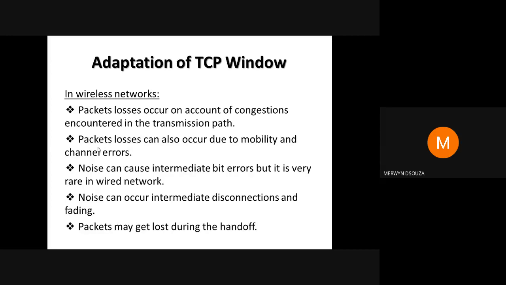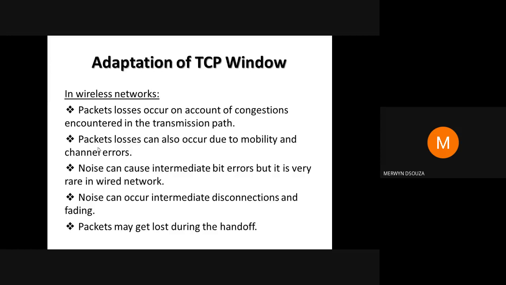One of the reasons the packet could be lost is due to congestion, but a packet could also be lost because the user has moved out of range. Okay, so if a user has moved out of range, it does not mean that your network is having congestion, and it does not mean that you have to start with congestion control methods, congestion recovery methods.